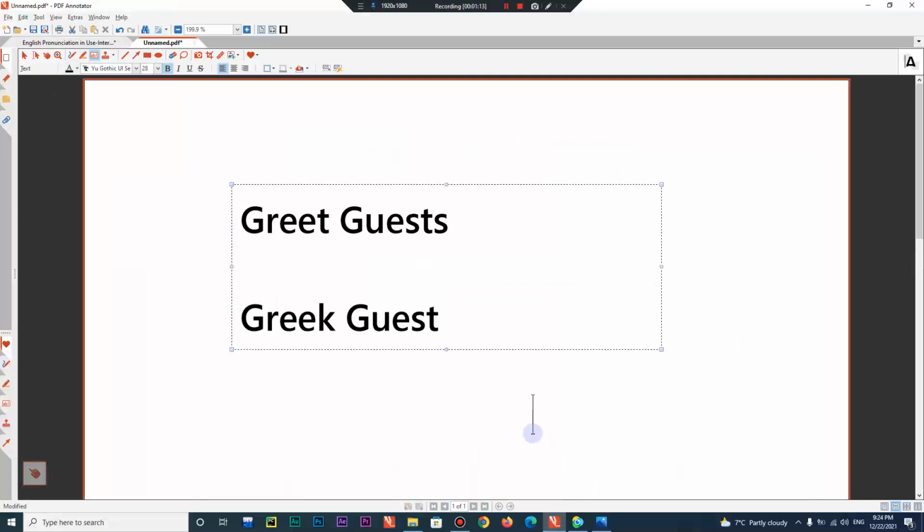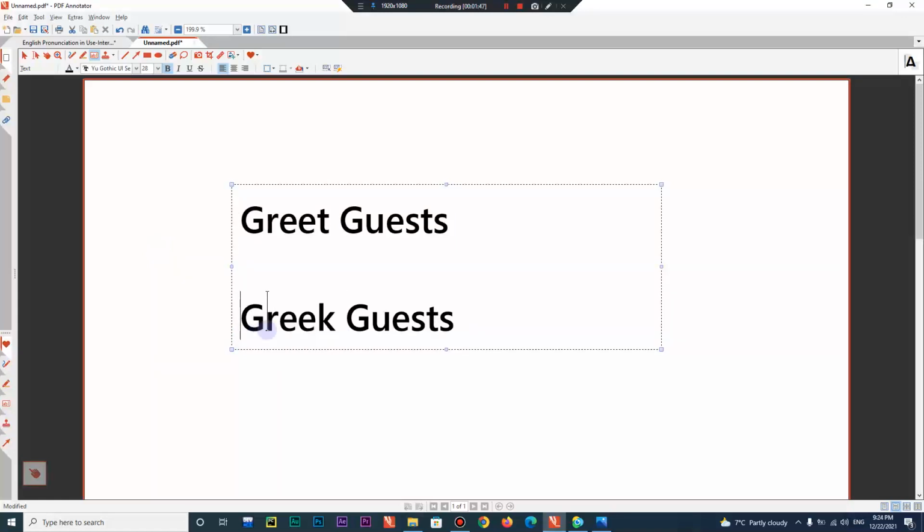Let me write them. So greet means to say hello, how are you, welcome them. So here greet is a verb. For example, what is he doing? He's greeting the guests, which means he's talking to the guest, he's saying hello to them, he's welcoming them. But the second one, Greek, it's a nationality, like Iranian guests or Turkish guests or Greek guests.